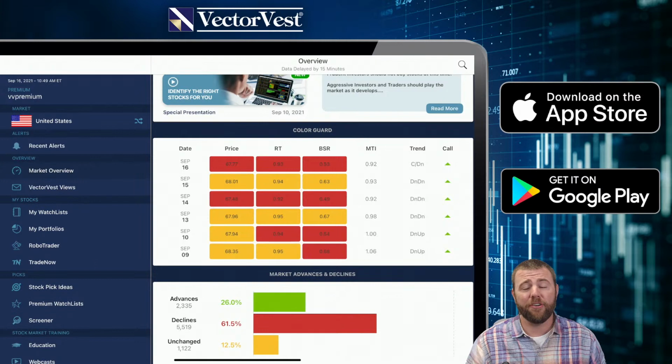The next indicator is the RT, or relative timing. And the relative timing is the short-term price trend on the overall market. It's cast on a scale of 0 to 2. So above 1 shows the short-term trend is up.